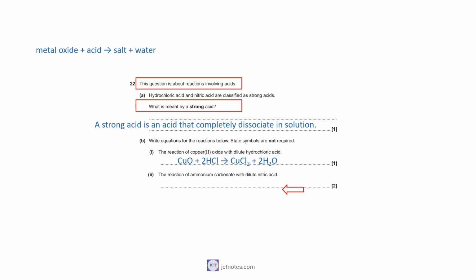The second reaction is the reaction of ammonium carbonate with dilute nitric acid. This is another typical reaction of acids, where they react with carbonates to produce salt, water, and carbon dioxide. In this case, we have that ammonium carbonate and dilute nitric acid produce ammonium nitrate, water, and carbon dioxide.